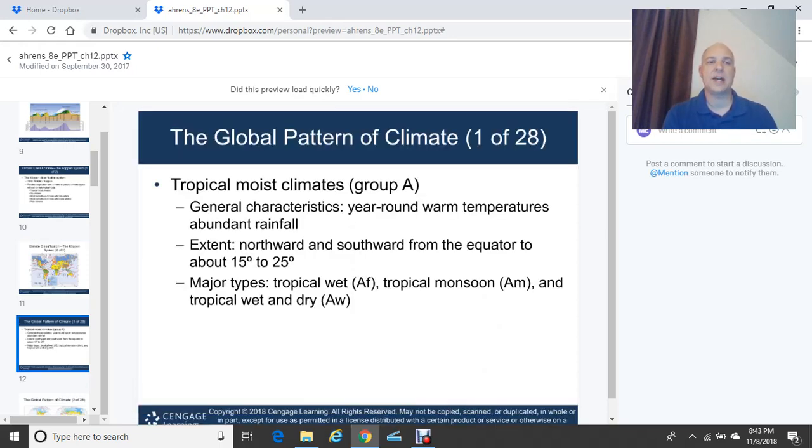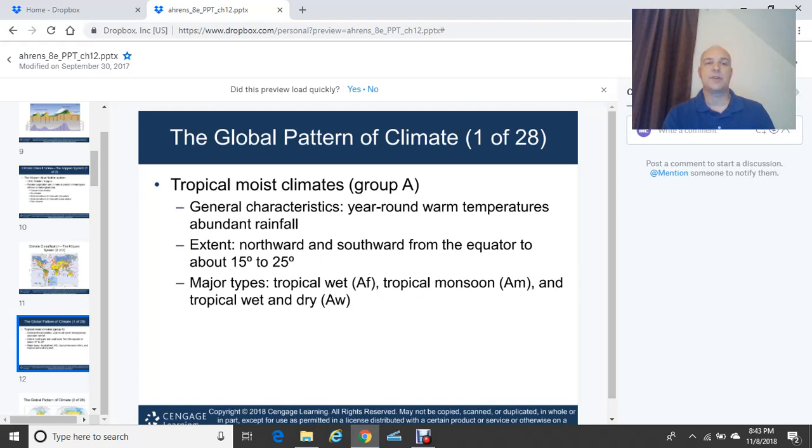So now we're going to break down all these climates here for the lesson. We'll start with the tropical moist climate. This is Group A. The general characteristics of this climate is year-round warm temperatures with abundant rainfall. Okay. The extent is generally north and south from the equator to about 15 to 25 degrees latitude. And this is where the intertropical convergence zone generally moves between these latitude lines.